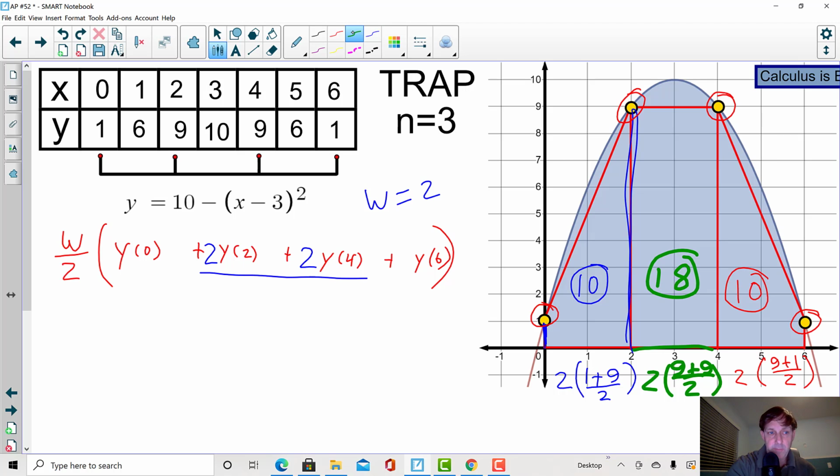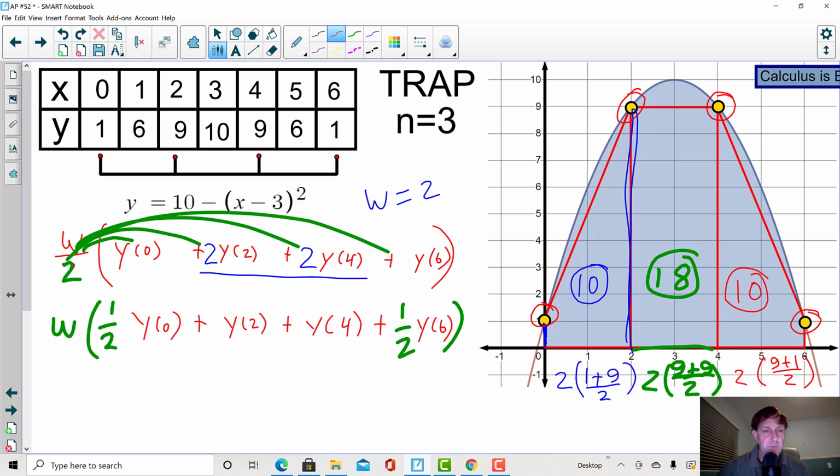Now there is a second formula. You'll notice there's a 2 on the bottom here. So it's kind of like a 1/2. And if you distribute that on each piece, then you would get this formula. And a lot of people think this is easier to remember because it's just the width times all the heights, but you just multiply the first height and the last height by 1/2.